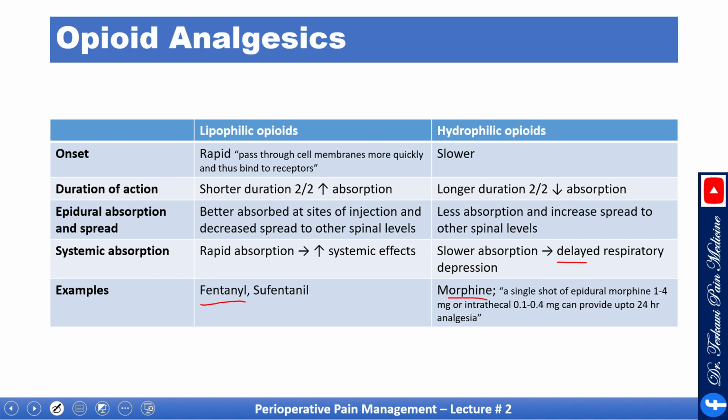A single shot of epidural morphine, 1 to 4 milligrams, or intrathecal, 0.1 to 0.4 milligram, can provide up to 24-hour analgesia because of the slow absorption.